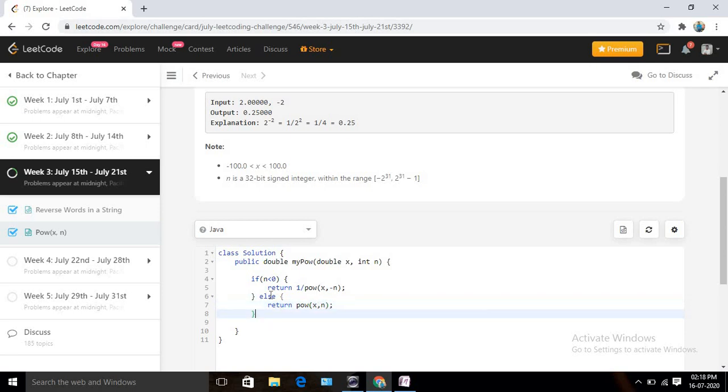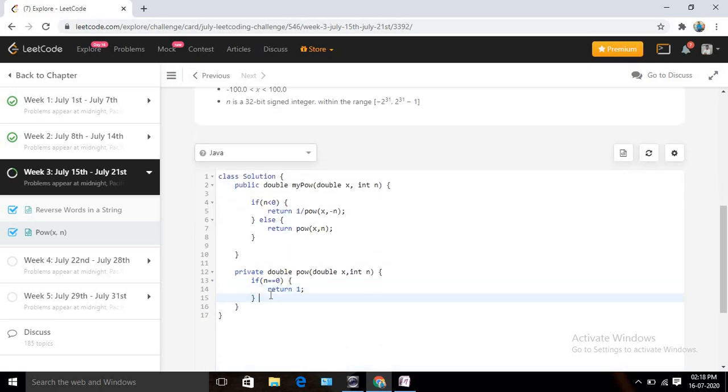Now let's declare our helper function here: private double pow. Again I am going to take the same inputs, double x and int n. Then I need to calculate it, right? At first, if n equals 0, I need to return 1, because anything to the power 0 is always 1, right?